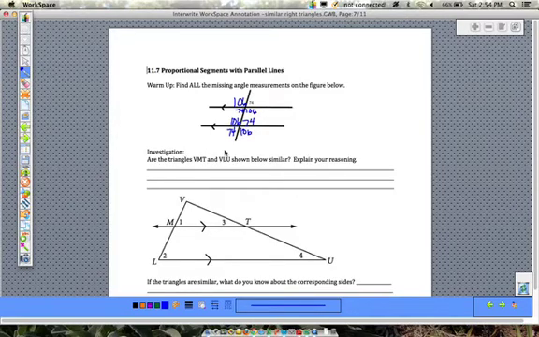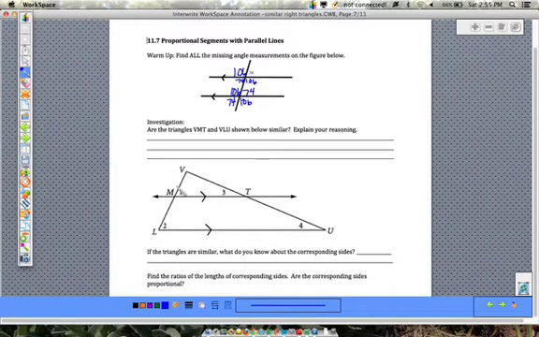So now, in this investigation, they ask, are these two triangles similar, VMT and the outside triangle, VLU? So, can we say yes or no?